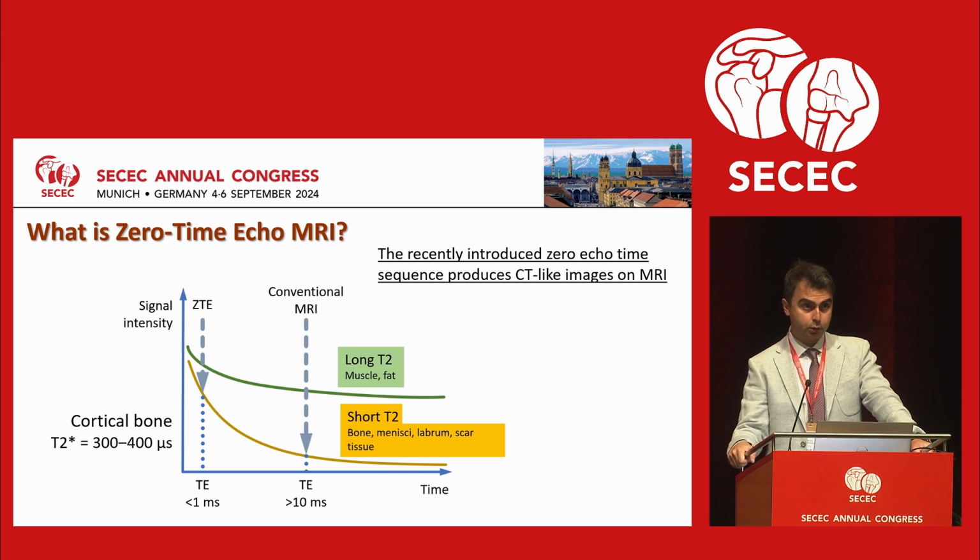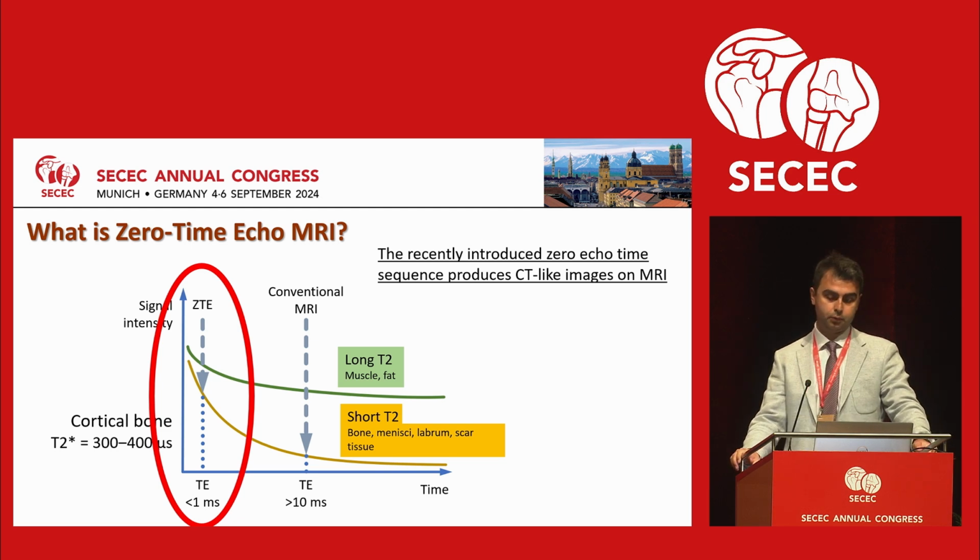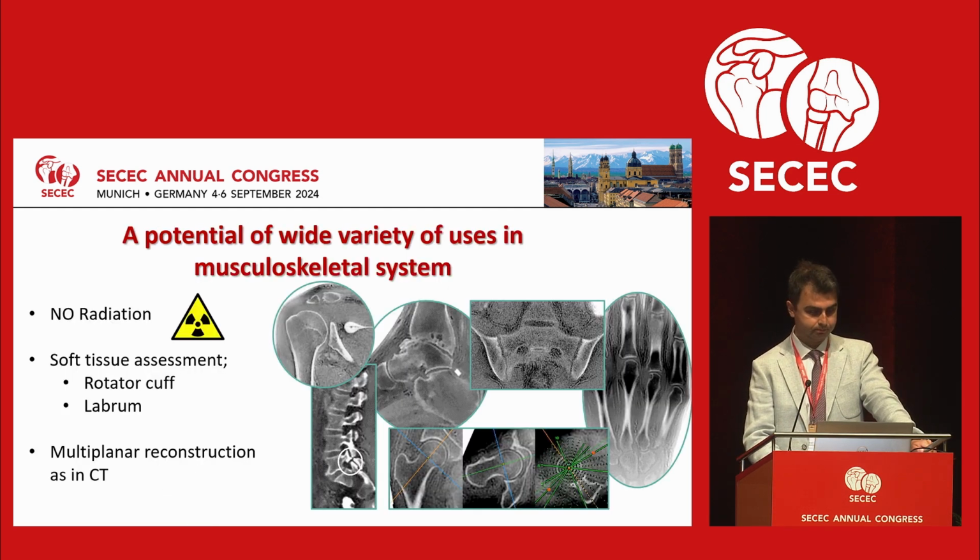So what is zero-time echo MRI? The audience may not be familiar with this technique. It's a new imaging technique that produces images similar to CT with MRI, and it uses very short T2 signals in less than 1 millisecond from the bony matrix. And this results in excellent contrast between cortical bone and soft tissues, similar to CT.